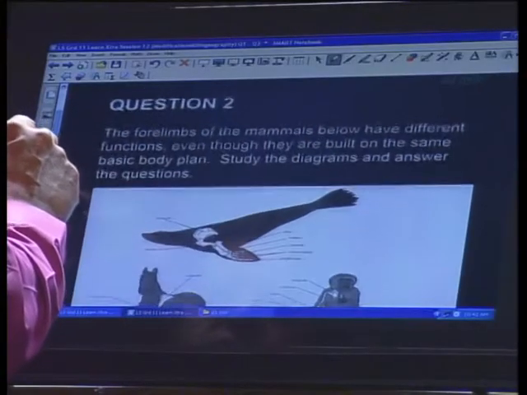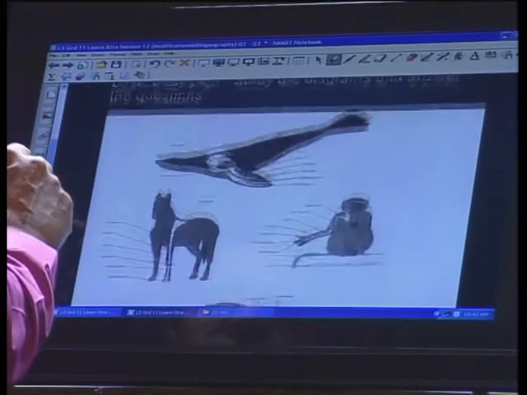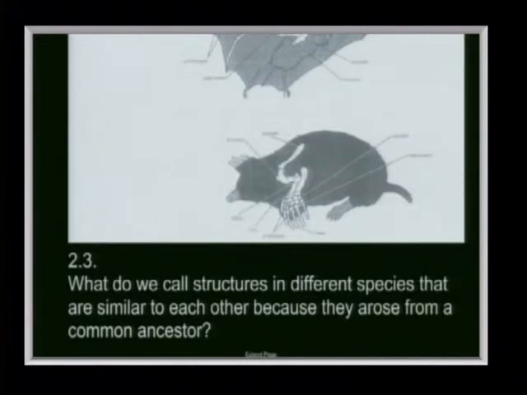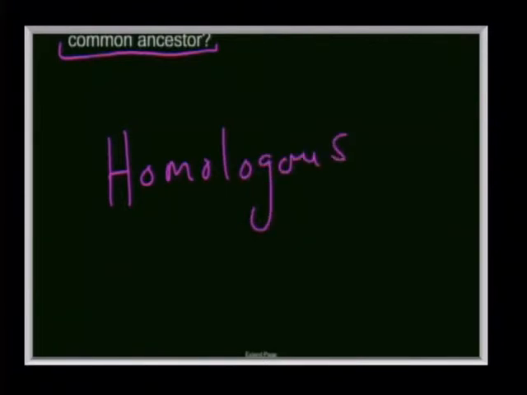Let's look at the next question. Still the same one with the diagrams, and the question is, what do we call structures of different species that are similar to each other but arose from a common ancestor? I think everybody knows this answer based on our definitions. And the answer is, of course, we call these structures homologous structures.